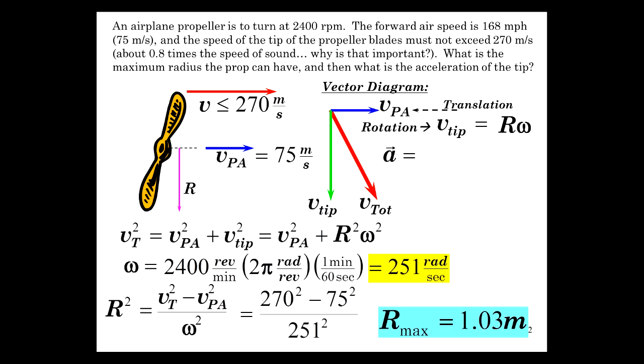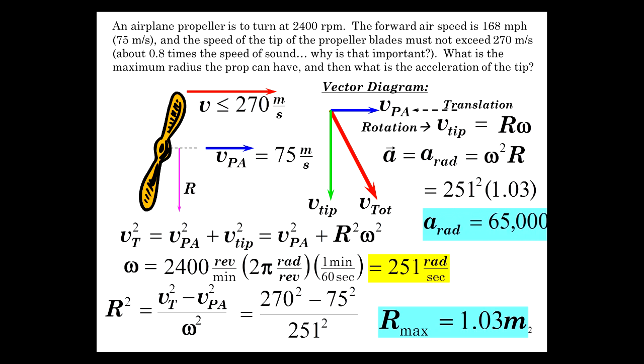Well, the vector acceleration of the tip really is only the radial part, because there is no acceleration from the translation. So it's just radial, which is omega squared r. 251 squared times 1.03 gives us a radial acceleration of 65,000 meters per second squared. So you don't want to be hanging on to the tip of that prop. And actually, if you think about that, that's 6,500 Gs.